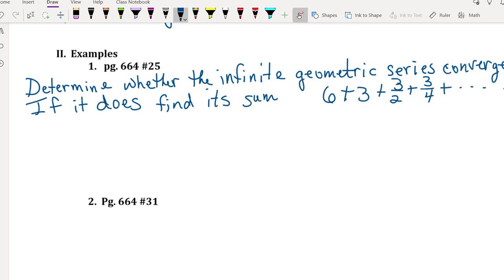So the first thing you have to do is determine your R. We have to figure out how this goes from one term to the next. And hopefully you can see that we're dividing by 2. 6 divided by 2 is 3. 3 divided by 2 is 3/2, or 1.5. So our R is going to be 1/2. And since R equals 1/2, the absolute value of R is less than 1. So this converges.